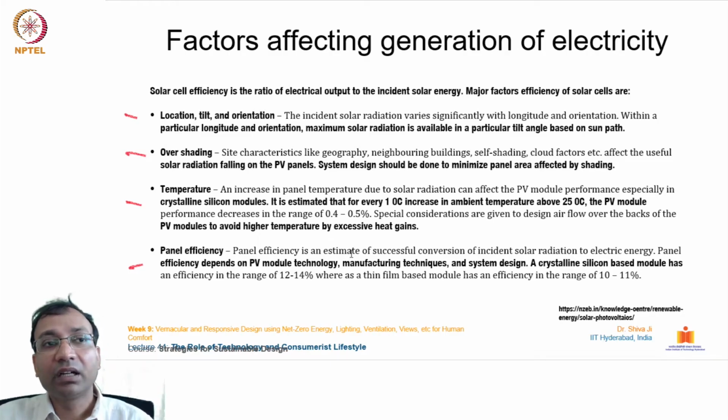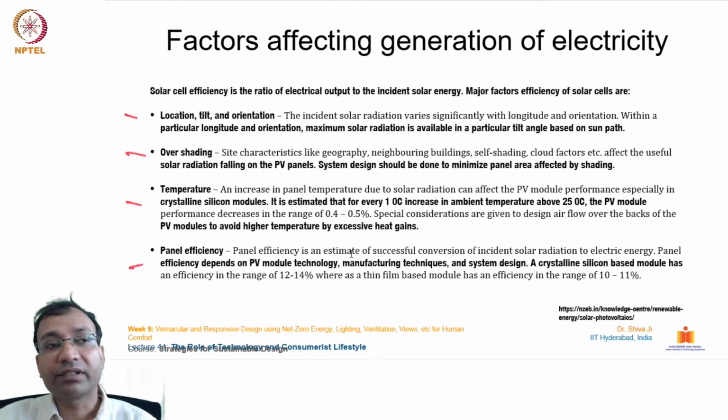Second, overshading. Site characteristics like geography, neighboring buildings, self-shading, and cloud factors also affect the useful solar radiation falling on the PV panels. System design should be done to minimize panel area affected by the shading. There should not be any obstruction between the PV panels and the sun, because it will affect the overall receipt of solar radiation, the solar light, on the panels.